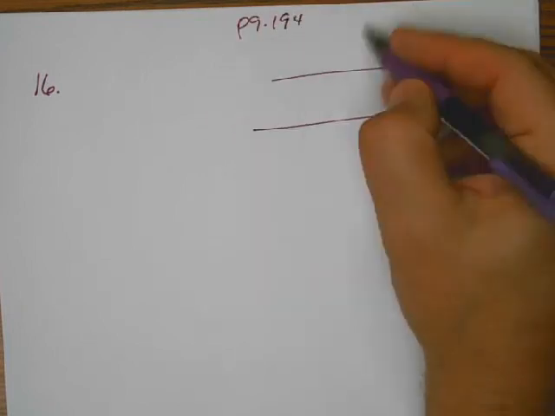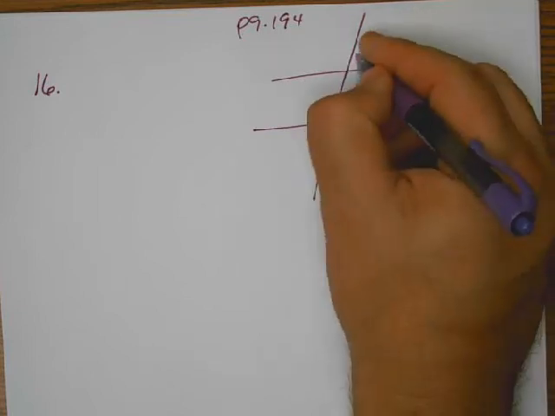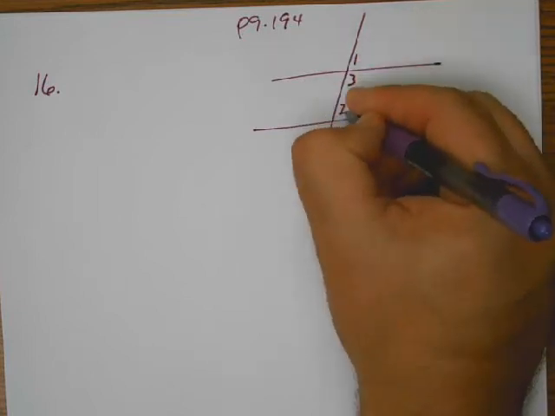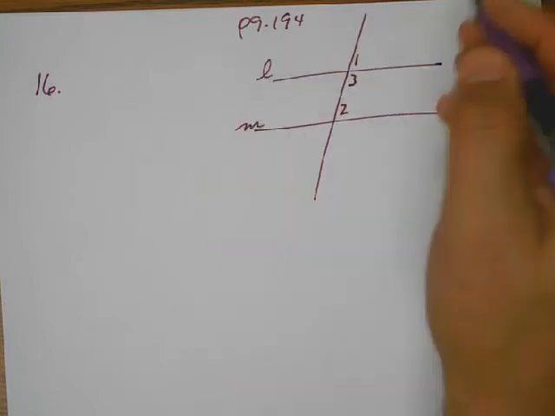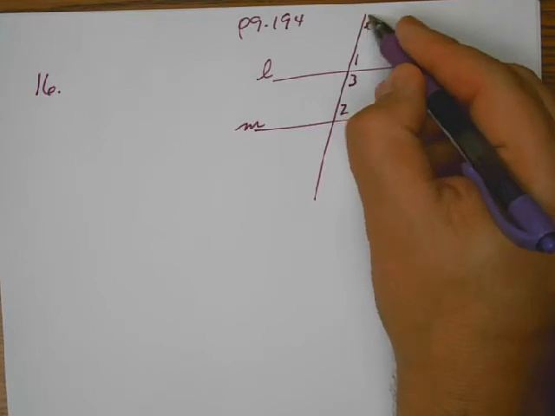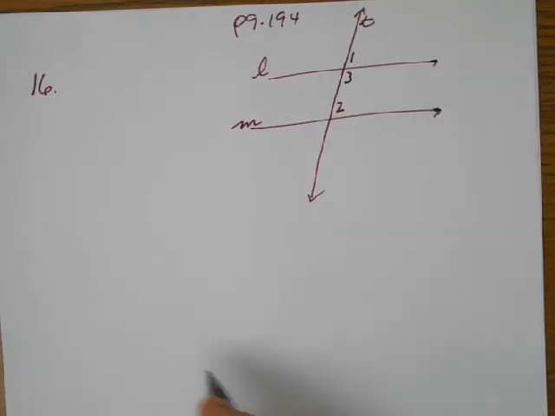Okay, so we've got this, and this. We've got angles 1, 3, and 2. And we've got lines L and M, and I'm sure this is T for the transversal, and it is. Okay, so that's what we got so far. Now, let's look at the given.